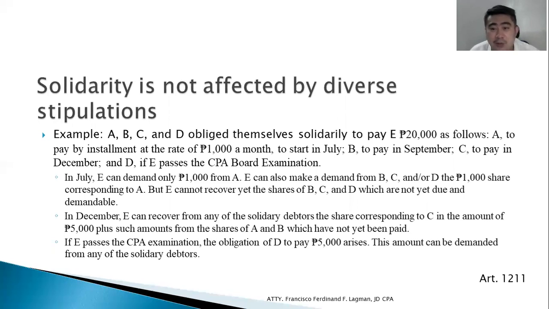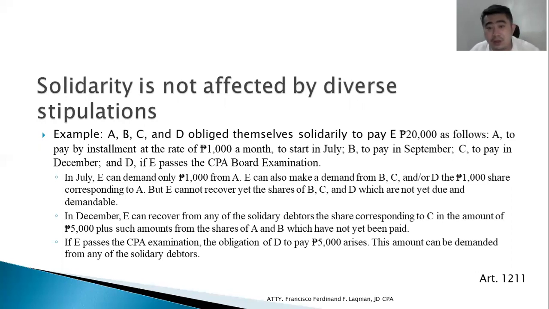Okay, class? So tigil muna tayo dito. So ito, si A lang 'di ba yung sinasabing liable. All right? Sa 1,000 pesos a month start in July. Siya yung pinakauna. Pero pwede rin ba singilin ni E yung iba ng amount of 1,000 pesos? Yes, pwede because the obligation is solidary.